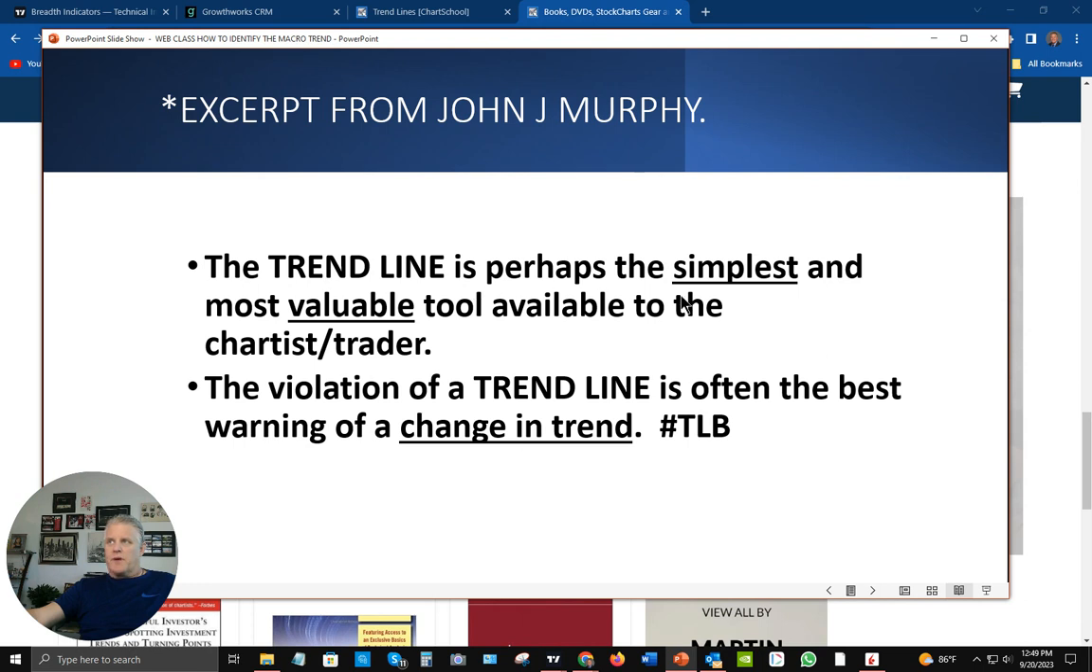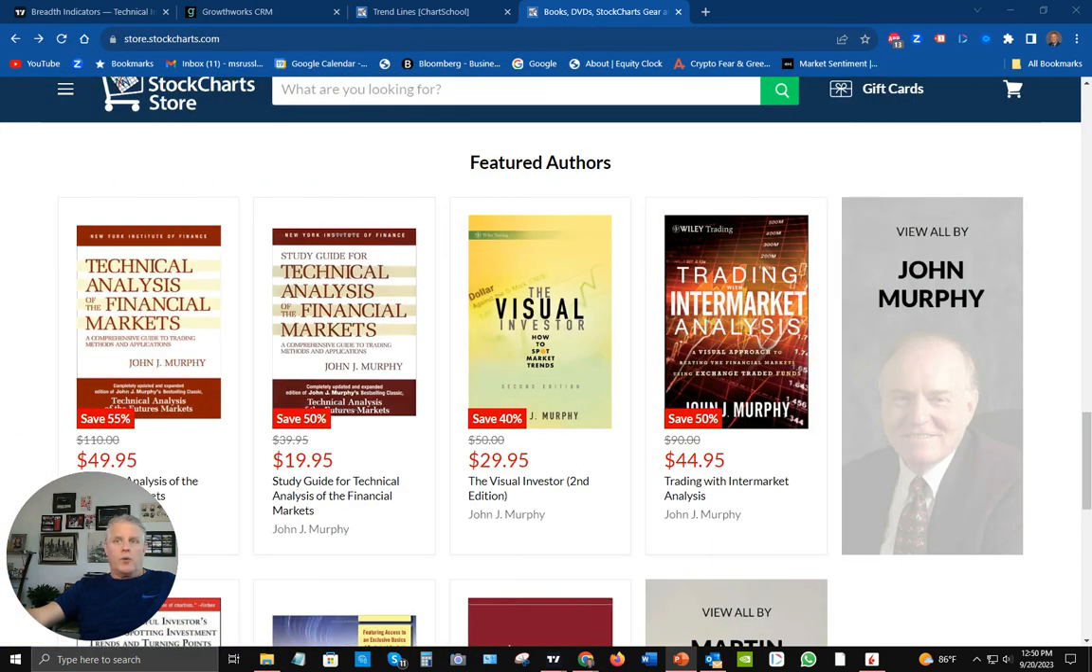The trend line is perhaps the simplest and most valuable tool available to the chartist or trader. Simple and valuable. Very good. And the second one: the violation of a trend line is often the best warning of a change in trend. Whether you're on a 5 minute chart and the morning trend was strong and then in the afternoon it was weak, or from an investor standpoint, after a 3, 4 or 5 year trend on a weekly chart, you might get a trend line break.